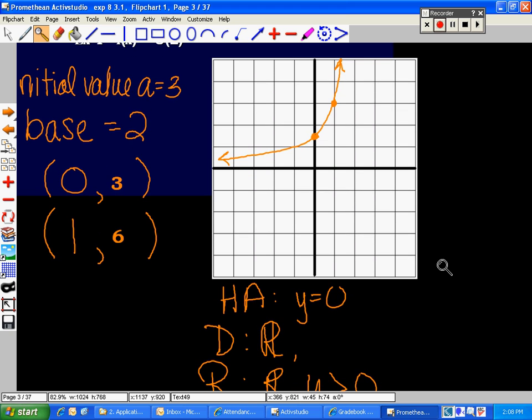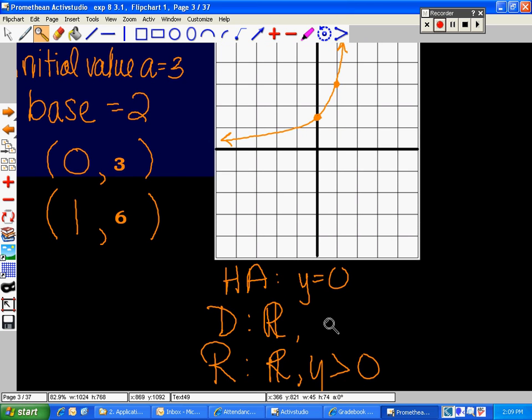Okay, so there is a horizontal asymptote. The horizontal asymptote is 0. This graph does not go below the x-axis. The domain is all real numbers. We have x values everywhere. The range is y is greater than 0, everything above the x-axis.